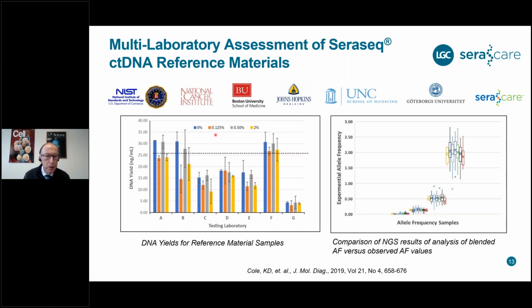Wild type, 0.125%, 0.5%, and 2%. So you get a nice view on the yield, but also the variability shown by the error bars at the different laboratories. So it's a nice way to assess the pre-analytical steps, using contrived materials.